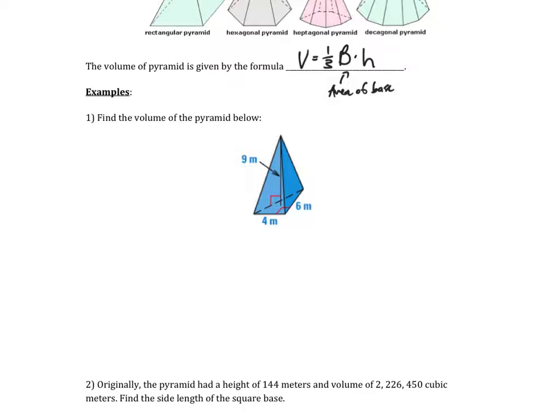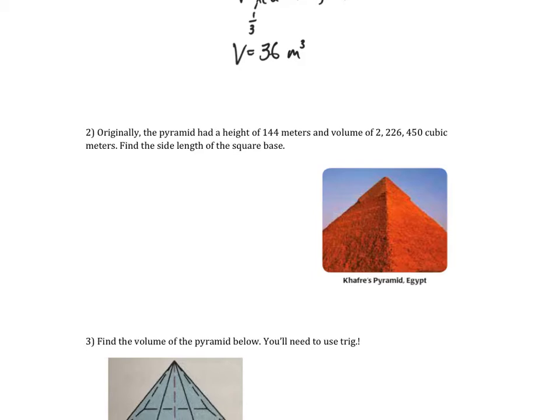So we've got this pyramid below. It says find the volume of the pyramid. Volume, pretty simple when you're given all the information. It's the area of the base. So volume equals, what's the area of the base? 1/2 times 4 times 6, right? Times height, which is 9. Oops, I forgot the 1/3 piece. There should be a 1/3. 1/3 times 1/2 times 4 times 6 times 9. Do all that math out. 36 meters cubed.